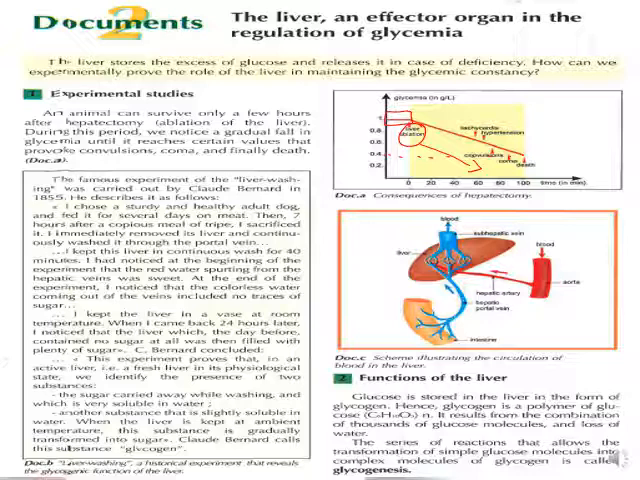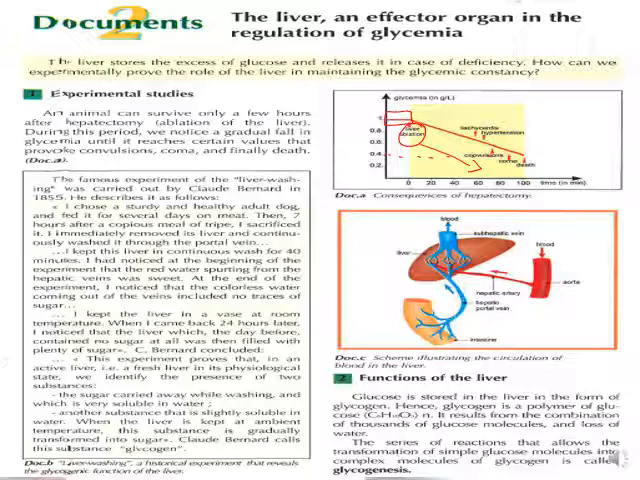I chose a steady and healthy adult dog and fed it for several days on meat. Then 7 hours after a copious meal of tripe, I sacrificed it. Immediately, I removed its liver and continuously washed it through the portal vein.